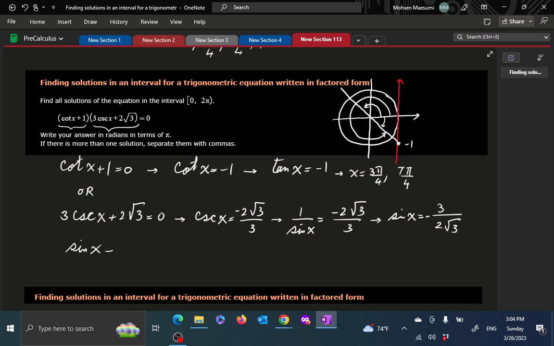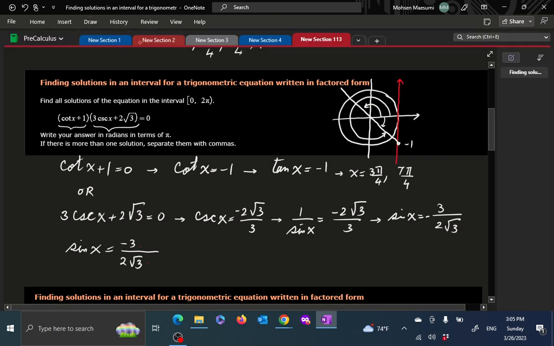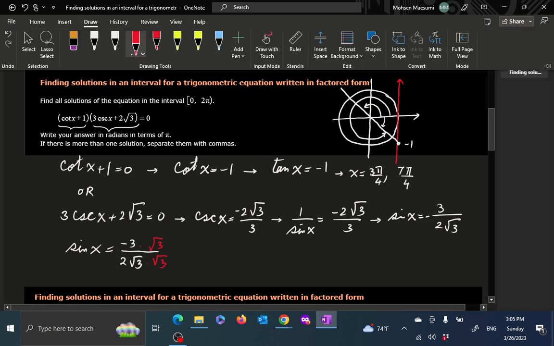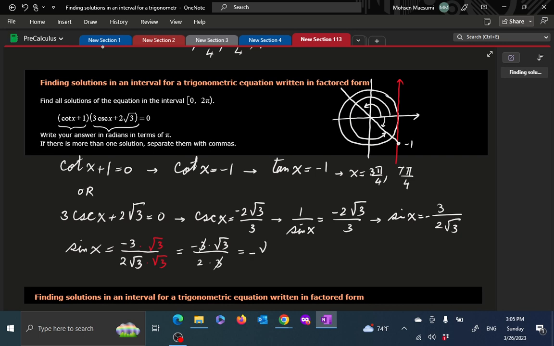Simplify sine of x. How do I simplify? Multiply by radical 3. Let me write it down. Minus 2 radical 3, to make it in more familiar form. Rationalize: multiply by the radical you're trying to get rid of. What do we get? It becomes minus 3 times radical 3 over 2 radical 3 times radical 3, that is 3. The 3's cancel. All I got out of this is minus radical 3 over 2.